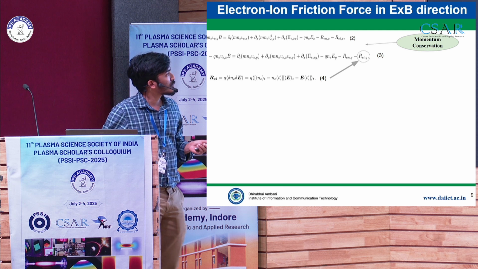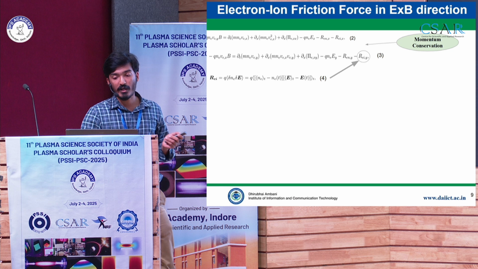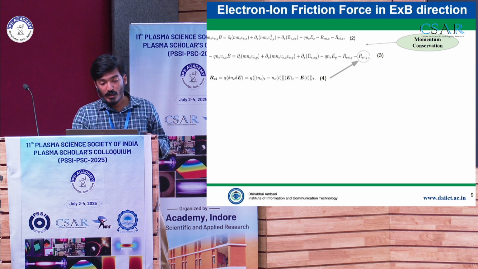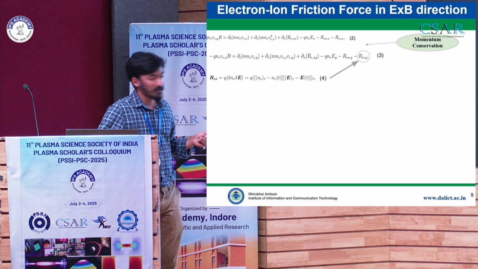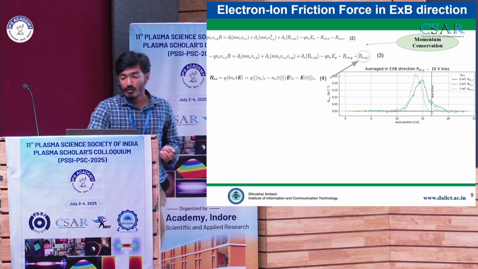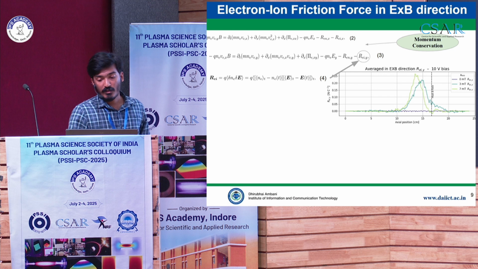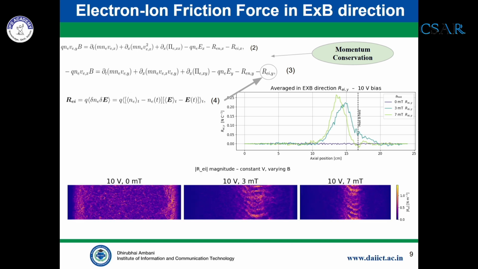We will be focusing on that term, which is REI, the electron ion friction force, or force density, which is calculated from the simulation using this particular equation number 4. So here you can see I have calculated the average E cross B. It is averaged in the E cross B direction, that is in the Y direction.